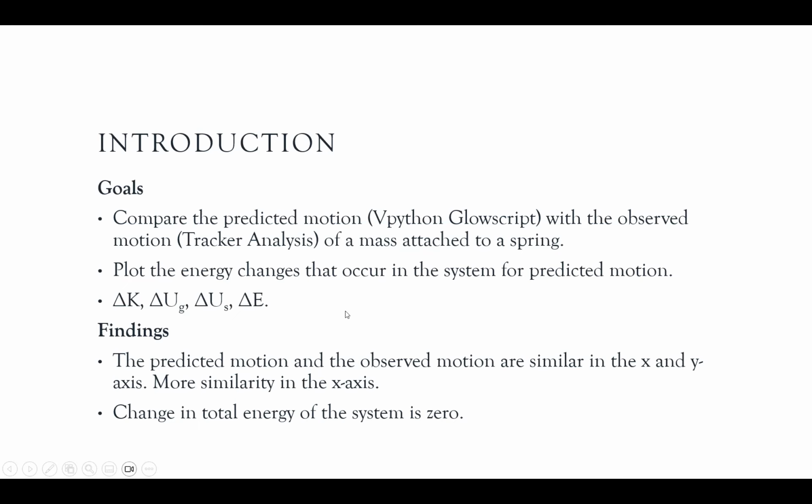The energy of the system was then plotted to show the changes that occur in the system for the predicted motion. The energies in question in this lab would be the change in kinetic energy, gravitational potential energy, spring potential energy, and the total energy of the system, or the change in energy of the system.